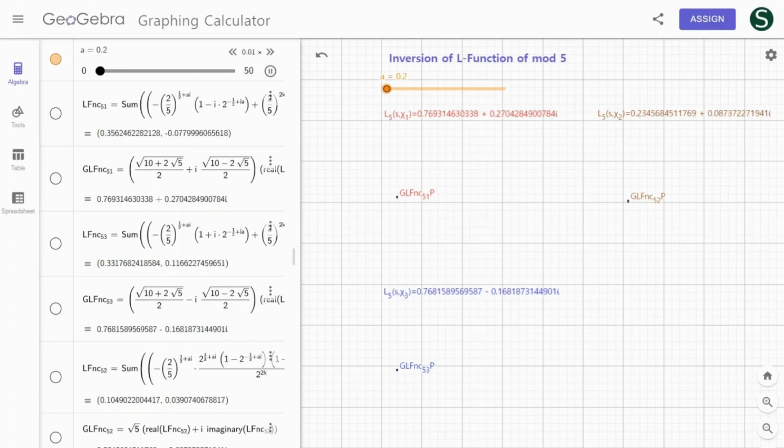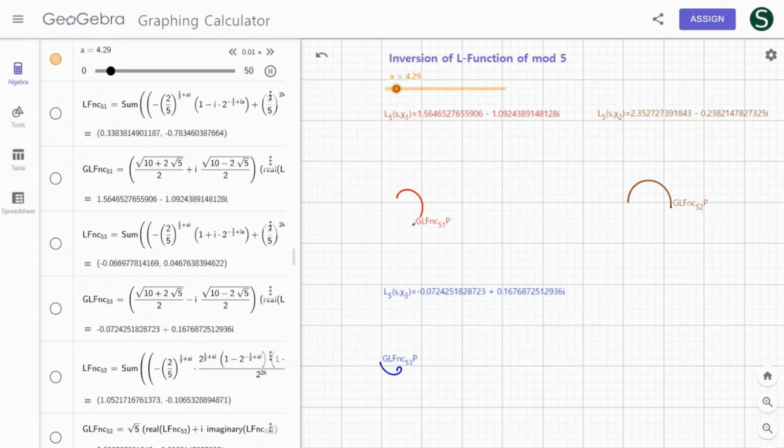The L-function can be obtained by the subordinate zeta function of mod 5, by the binomial theorem of the zeta function, and the L-function can be inverted by the functional equation of the analytic continuation. Since the functional equation of the L-function exists only for the primitive Dirichlet character, only the L-function of the primitive Dirichlet character can be inverted.